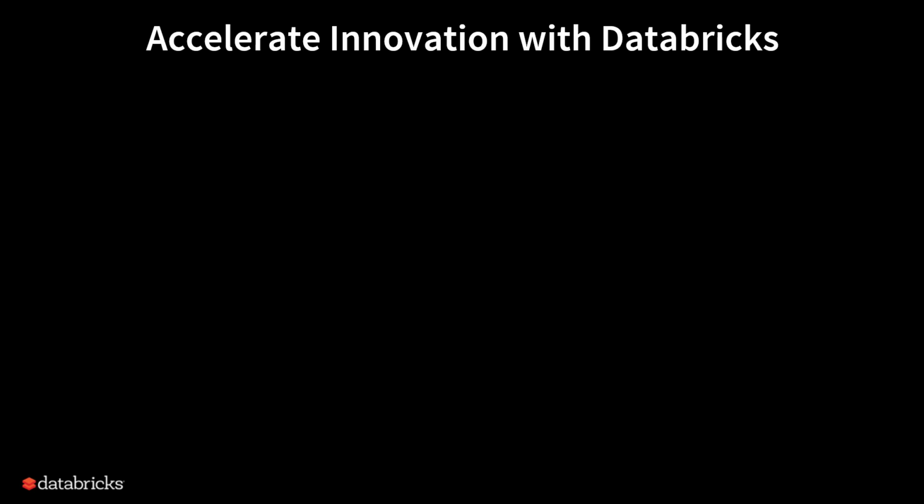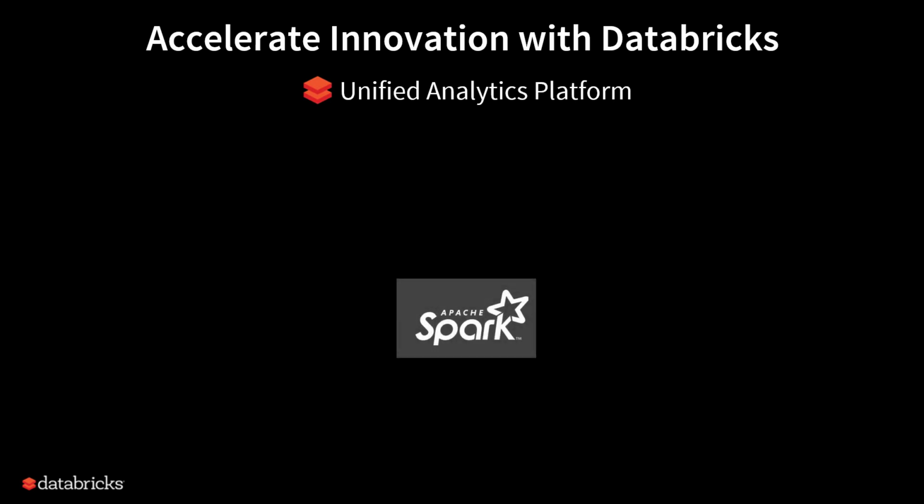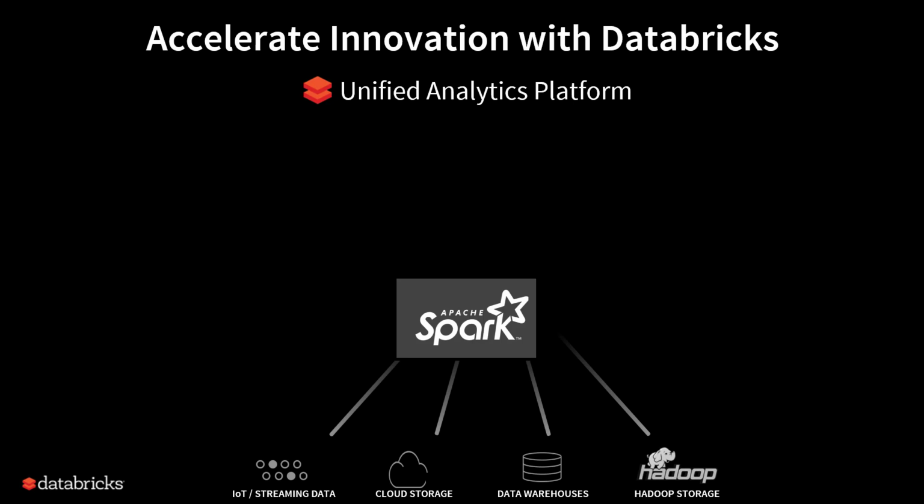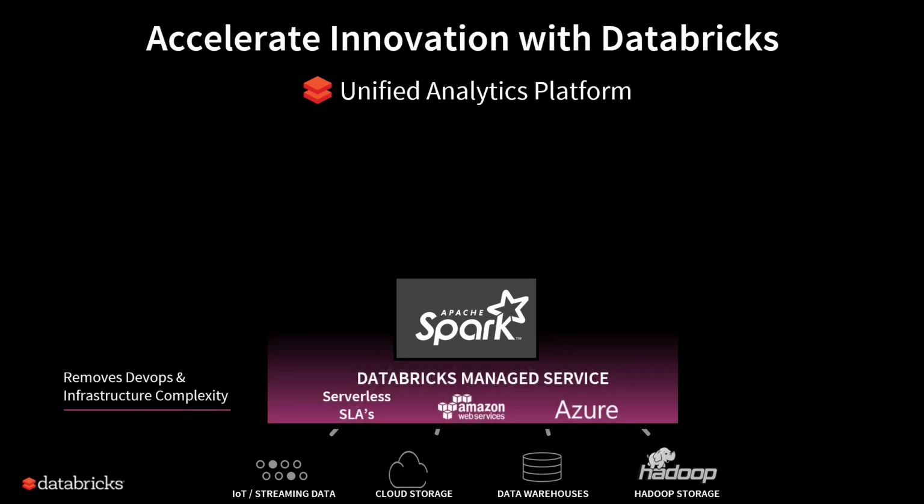Next, to see an overview of Databricks' unified analytics platform, we start with Apache Spark being at the center of this product. It has the capability to connect to a variety of data sources, including IoT and streaming devices, cloud storage, data warehouses, as well as Hadoop storage. Databricks is currently available on Azure, Amazon Web Services, and other serverless environments. The Google Cloud Platform, GCP, is on Databricks' roadmap and is scheduled to be available later in 2019.